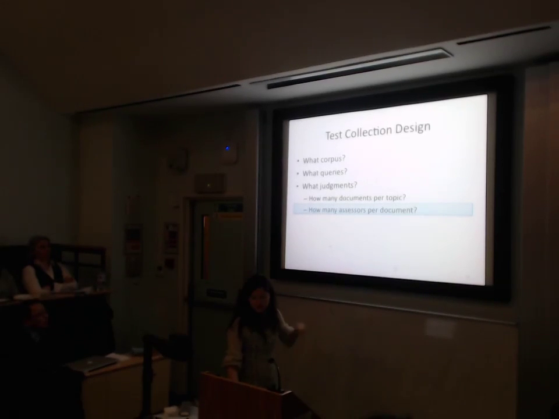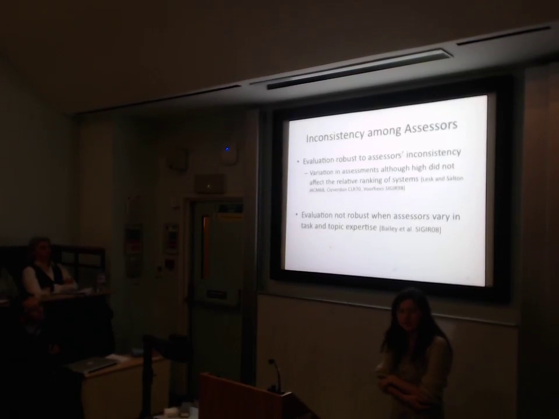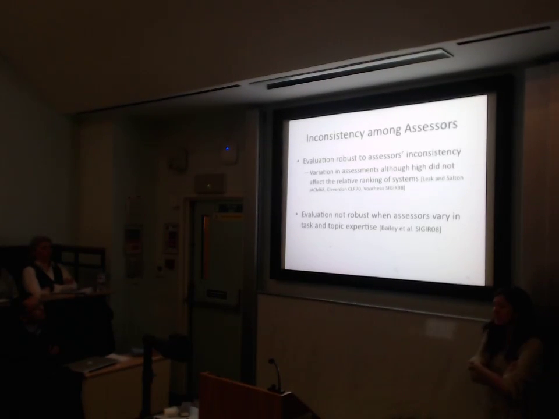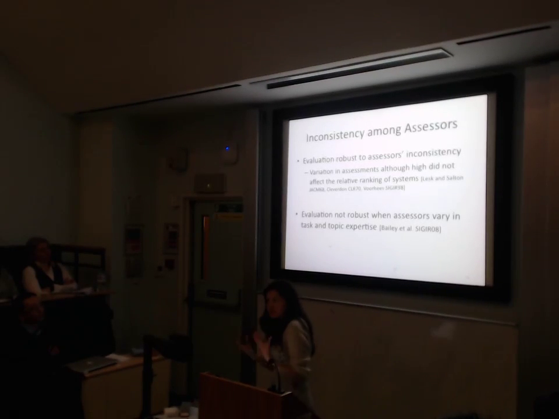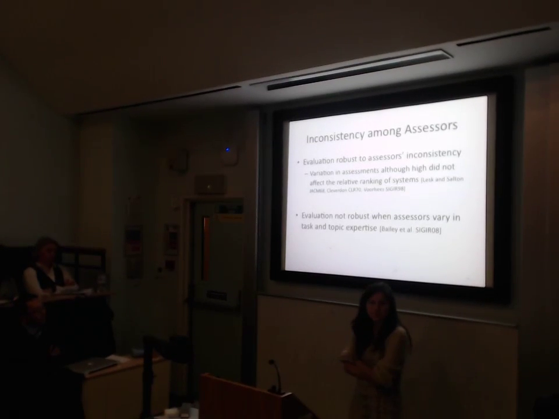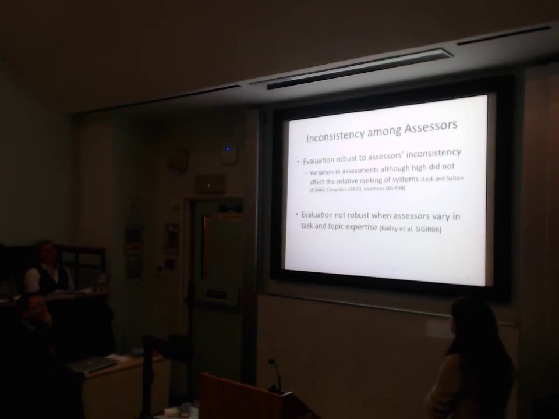Now, the second question here: how many assessors should you have per document? As we said, each document is labeled by one relevance assessor. But the people that judge these documents may have different notions of relevance. What I think is relevant may not be exactly the same as what you think is relevant. And people really showed that different people have different notions of relevance.